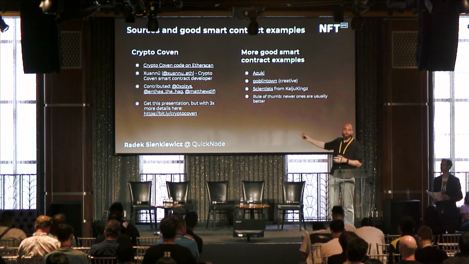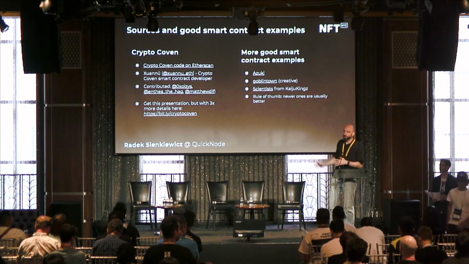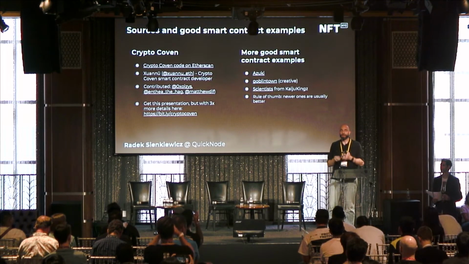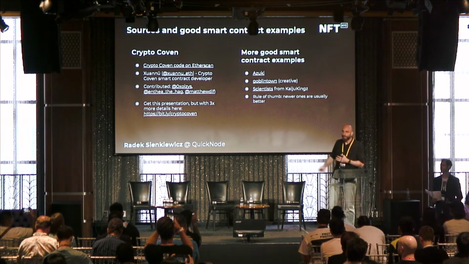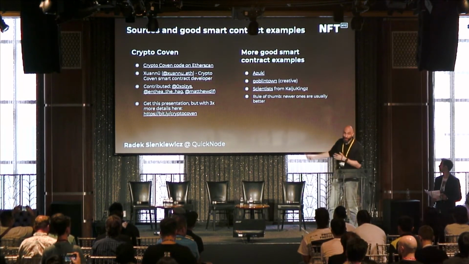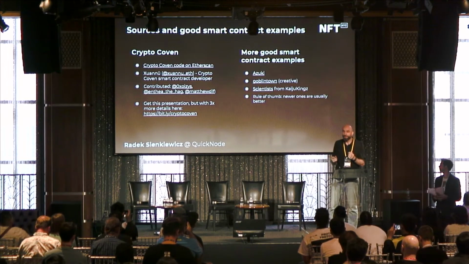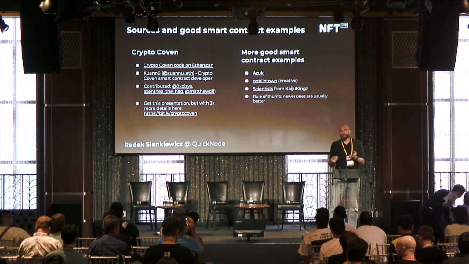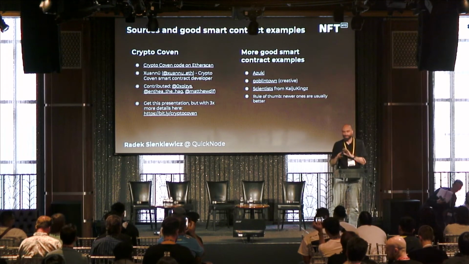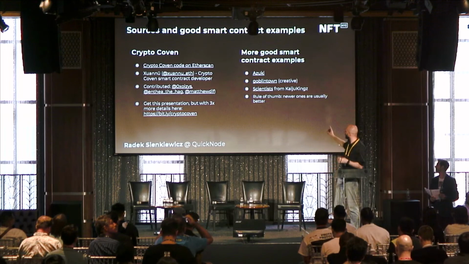If you want to check more good smart contracts for inspiration on what you can do better, Azuki has a very good one. Goblin Town has a very creative one, creative and actually funny. When you read the code, it's actually funny, which doesn't happen very often, or almost never. So Goblin Town is also an interesting one.